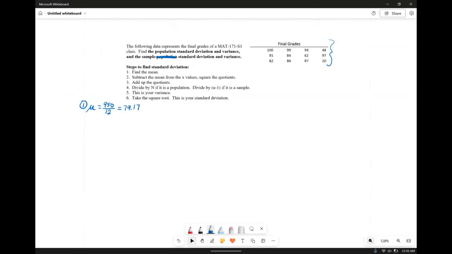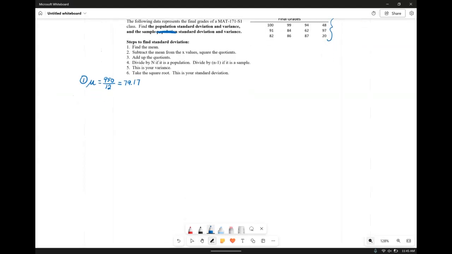All right, and I'm going to zoom out a little bit for this to get started. All right, so step 2. I'm going to list all of my x values. And they can go in whatever order I want. They don't have to be in a particular order.